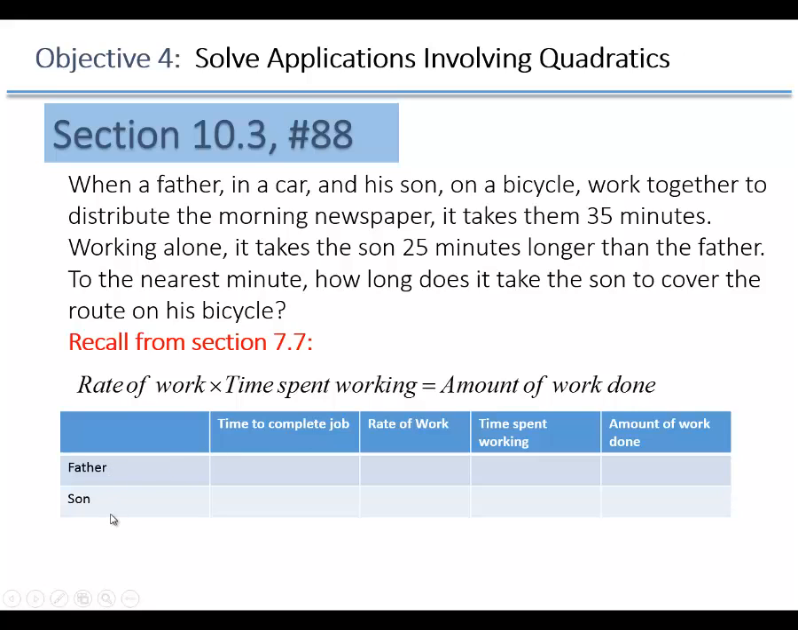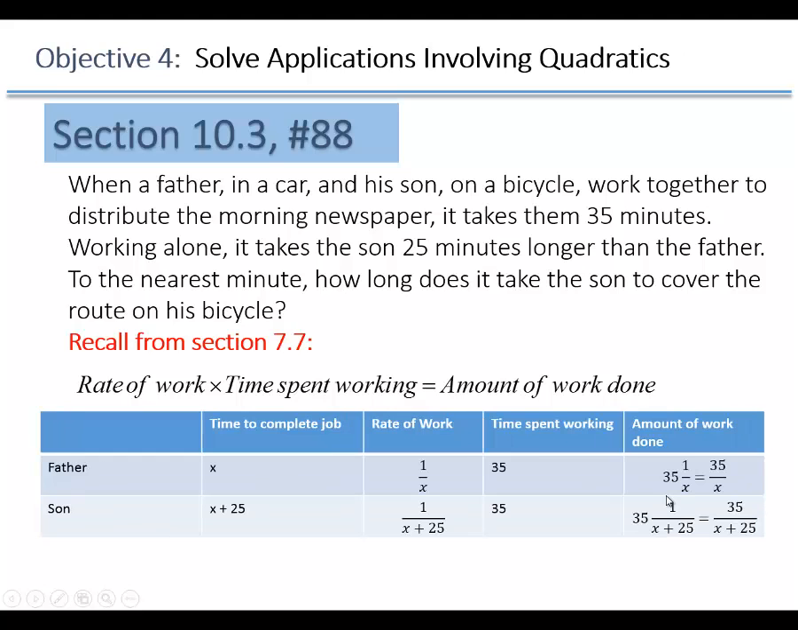We've got a father and a son. Each one has some amount of time necessary to complete the job. That results in a rate at which each one does the job. They're both working for some amount of time, and each one does some amount of the work. So if we start filling this in, it's going to look like this. Let's focus on this. We don't know how long the father will take to do the whole job by himself. We're going to call that x. We don't know how long the son would take either, but we do know it's 25 minutes longer. So however long Dad took, well, Junior's going to take 25 minutes longer than that.